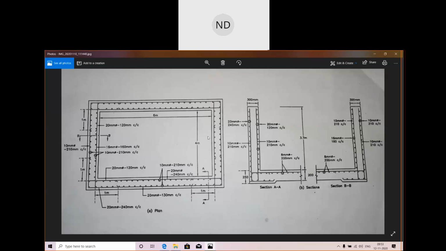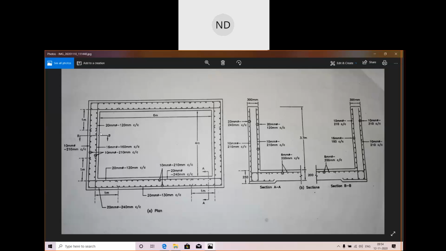If you see the problem we have solved, this was the base slab, and on the base slab we had taken 8 mm bars, 200 mm center to center spacing, on both sides. These are the diameters of the rods. On both sides we had done the inner face and the outer face reinforcements. This is the plan, which is for the 6 meter longer span. This side is the shorter span.